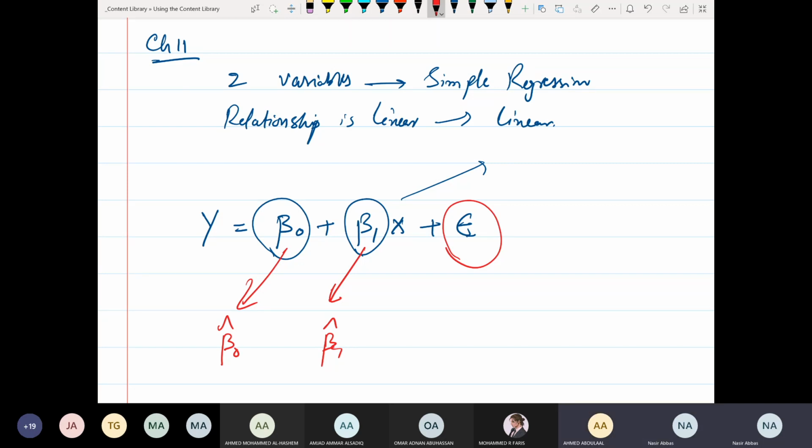Epsilon will always be unknown here. Epsilon is always unknown. Epsilon is the thing that makes it a statistical relationship. In the absence of epsilon, you will see it will become an exact relationship.